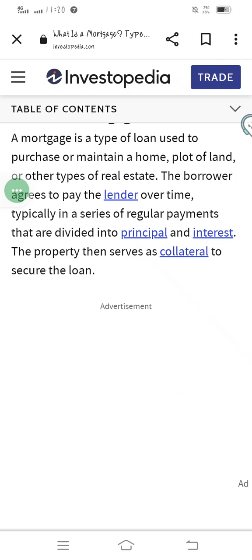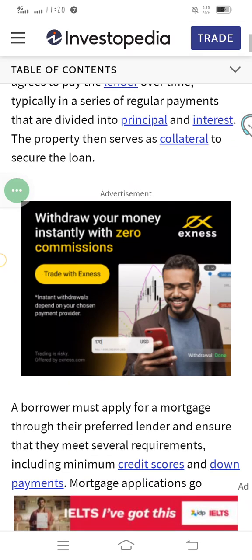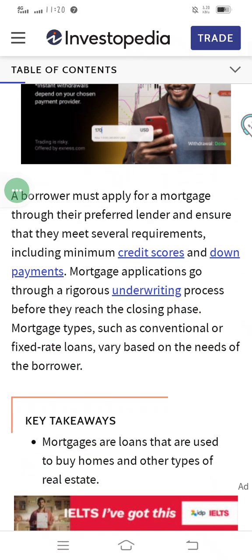A mortgage is a type of loan used to purchase or maintain a home, plot of land, or other type of real estate. The borrower agrees to pay the lender over time, typically in a series of regular payments that are divided into principal and interest. The property then serves as collateral to secure the loan.